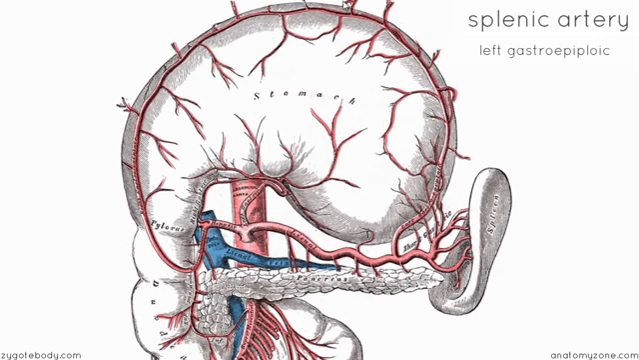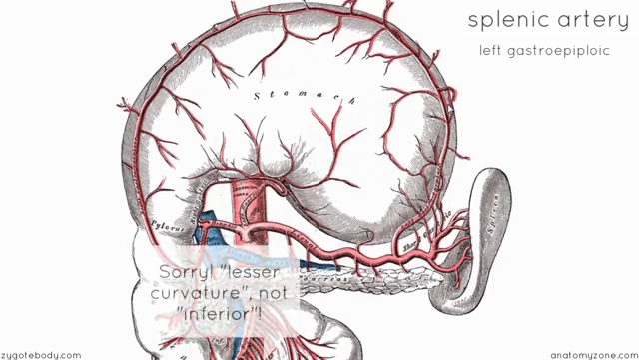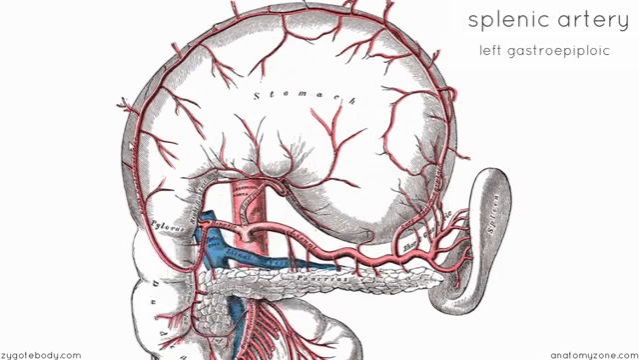Just like the left gastric and the right gastric artery, which anastomose on the inferior curvature of the stomach, the left gastroepiploic artery anastomoses with the right gastroepiploic artery, which comes off the gastroduodenal branch, which I'll talk about soon, and hopefully it will all come together and be clear.